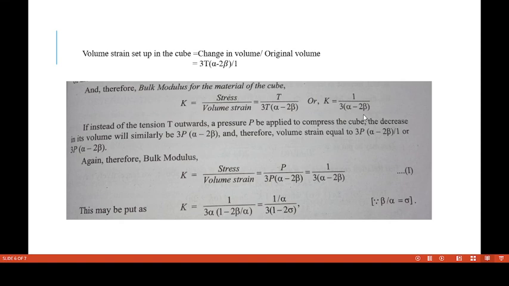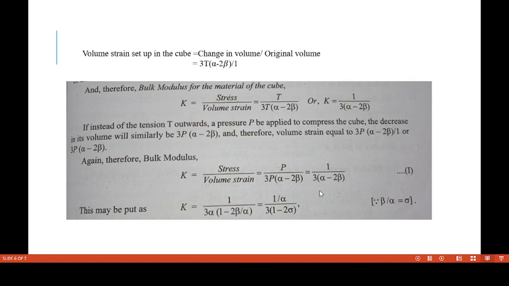So again, now in this case we have calculated the bulk modulus for the case in which the force being applied causes the elongation of the cube. We can also consider the case when the force applied causes the compression of the cube. In that case we calculate the decrease in volume, and we will get the same value as this. So finally the bulk modulus will be obtained as 1 upon 3 times alpha minus 2 beta.